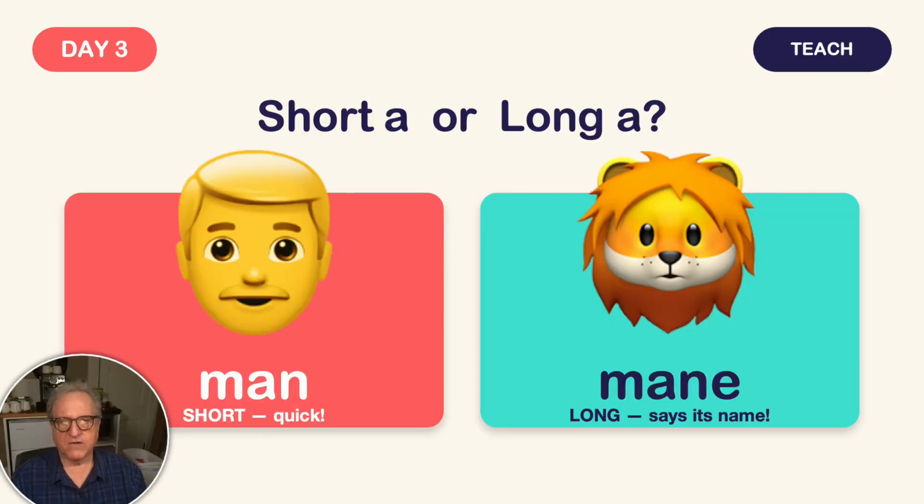Short or long. Here's our next pair. On the left is a man. It's a short, quick A. On the right is a mane. A mane is on a lion. It's the hair around a lion's face is called the mane, his mane. So let's say them with me, back to back.